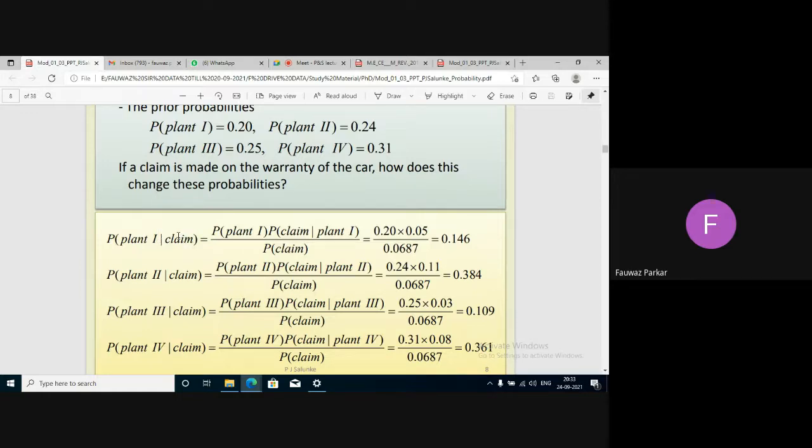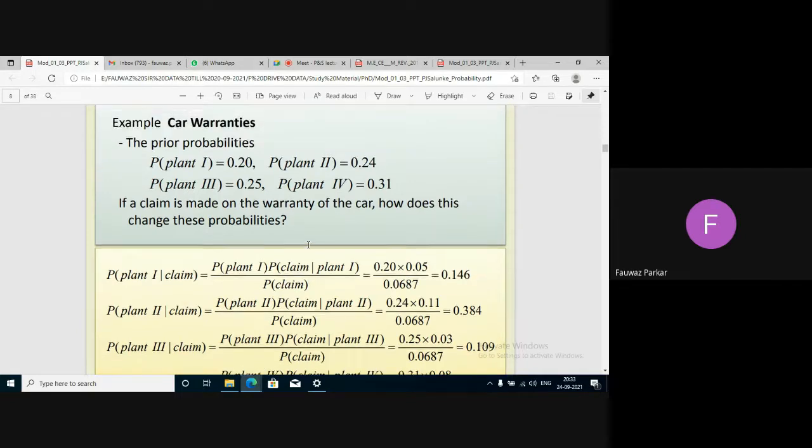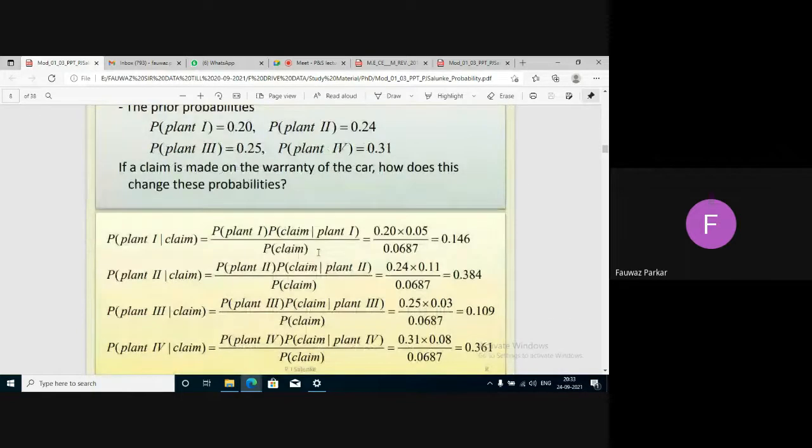Claim हो गया है, that means that condition has occurred. So claim has occurred, what is the probability that the plant 1 is responsible for the defect? So claim 1 हो गया है, तो simply plant 1 का probability, we know 0.2 probability है plant 1 का. Claim from plant 1 also we know, it is given in the question only, and we know the total claim कितना है, हमने जो just निकाले हैं इधर 0.0687. Right, so these three values, based on that we can get the answer.